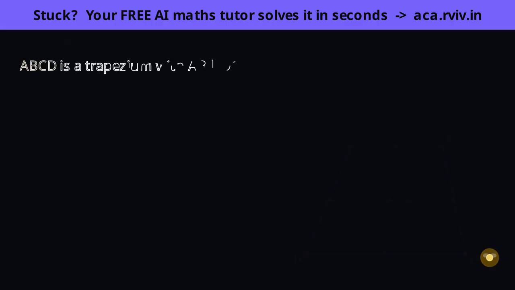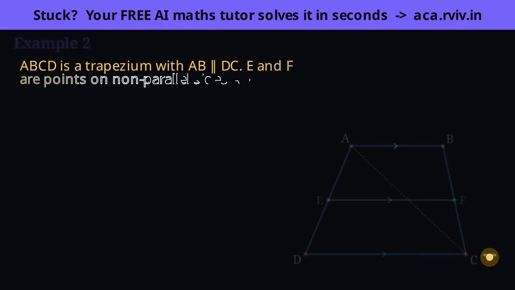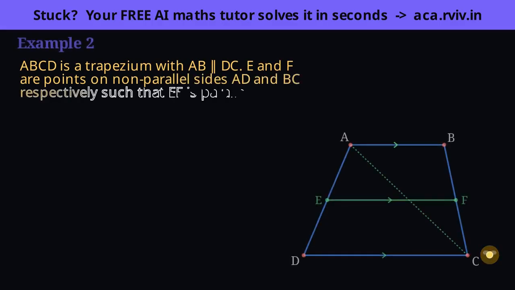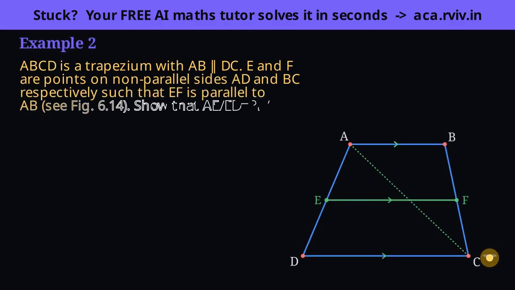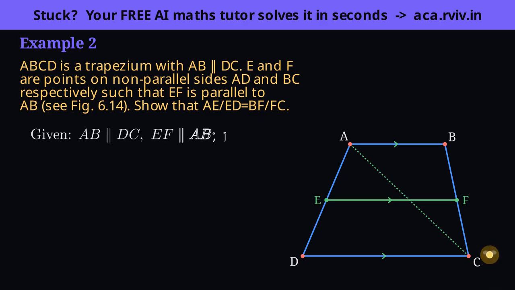Thales only speaks the language of triangles, but a trapezium isn't one. So our whole strategy is to draw one diagonal and manufacture the triangles we need. Let's understand the obstacle before we start. EF sits inside a trapezium, and the basic proportionality theorem only works inside a triangle. It has nothing to say about a four-sided figure. So we need a triangle. The classic fix is to draw a diagonal, AC, which slices the trapezium into two triangles. Let's note the given facts and draw that line.